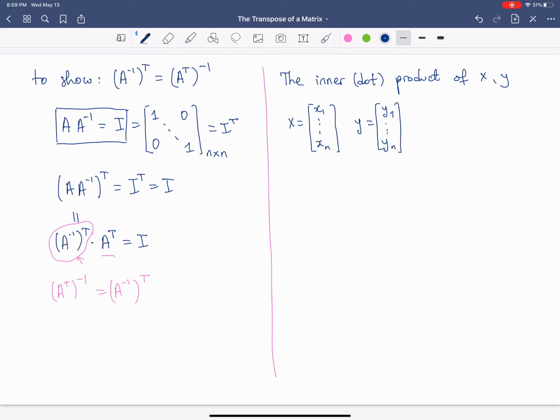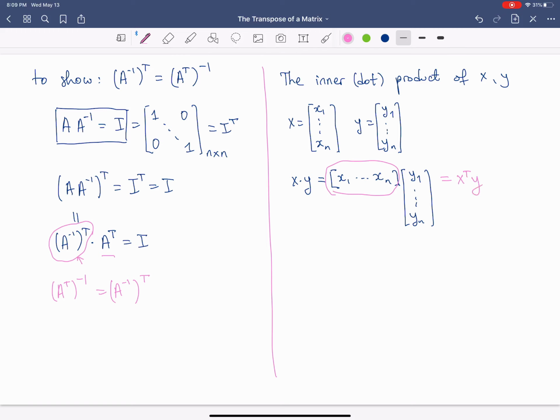And in fact, we can think of the dot product x dot y as the product of the matrices, the first one having a row with components x1 through xn, and the second one having components y1 through yn. Well, now the first vector is just x transpose. So I can write here that x dot y is simply x transpose y. And this is very powerful.